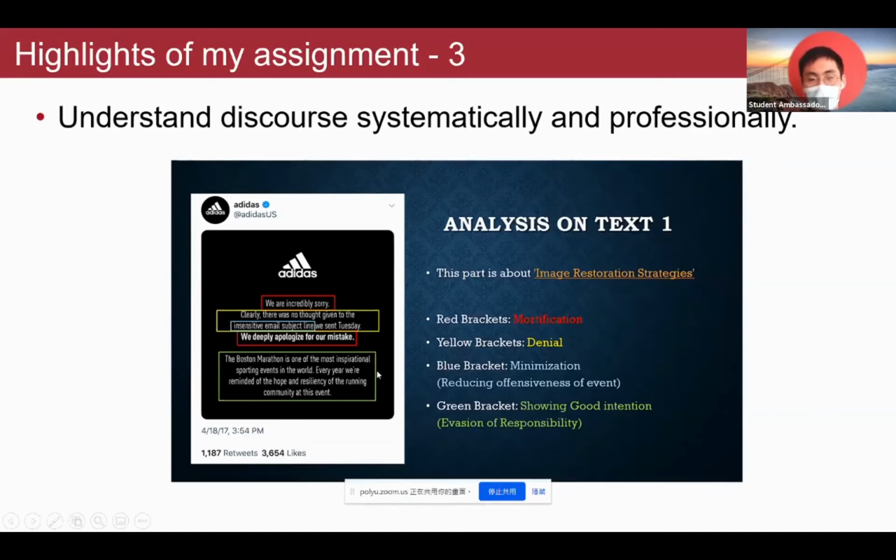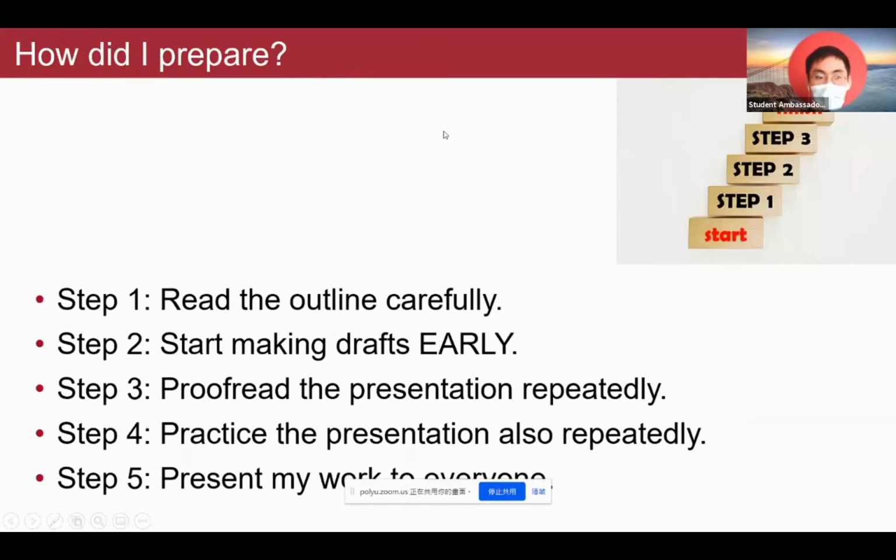So later if you really join our course, you would discover that many successful PR crisis management cases use all these strategies effectively and appropriately.